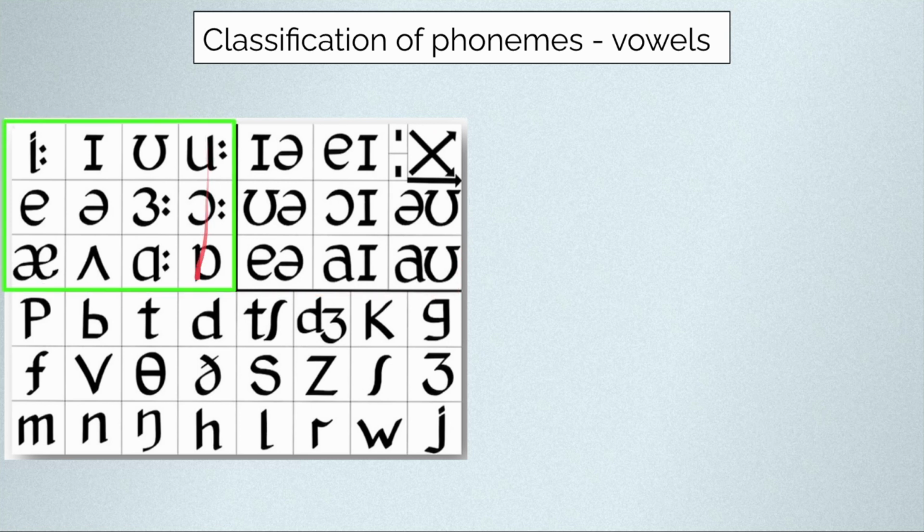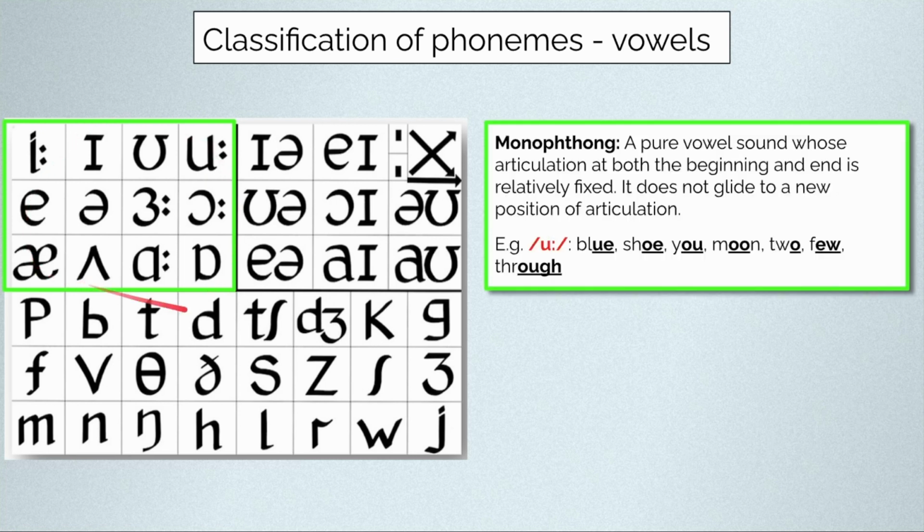Over on this side, we have the monophthongs. A monophthong is a pure vowel sound whose articulation at both the beginning and end is relatively fixed. It does not glide to a new position of articulation, e.g. /uː/: blue, shoe, you, moon, to, few, through. I've used this example because you can see how there is such a big mismatch between English spelling and sounds. These are all spelt different ways, but it is in fact the same sound, /uː/.